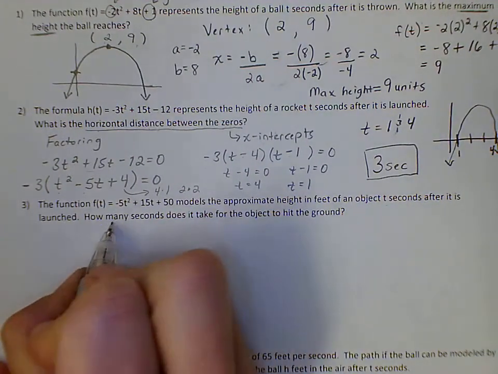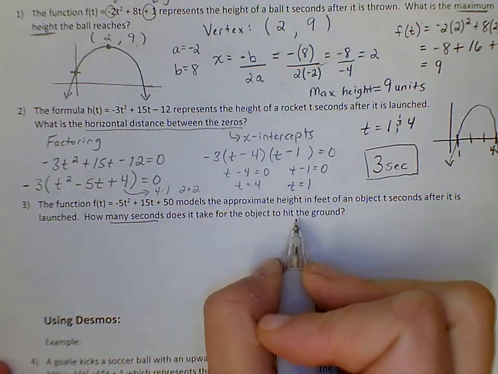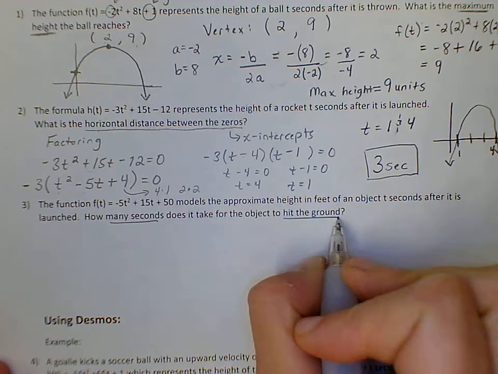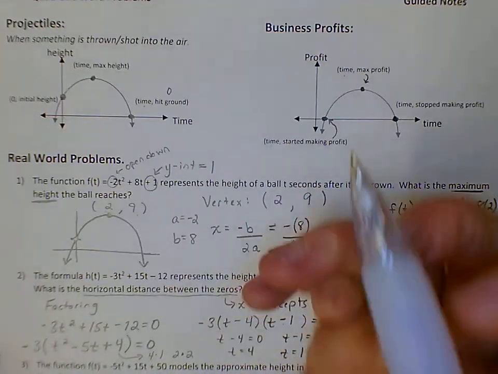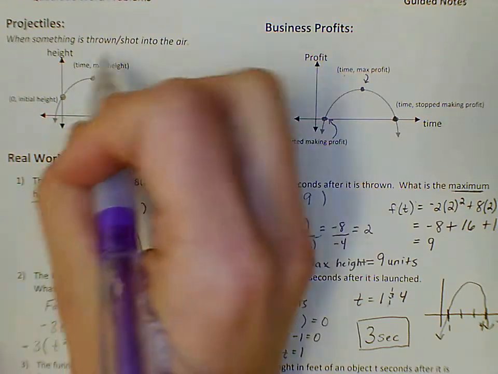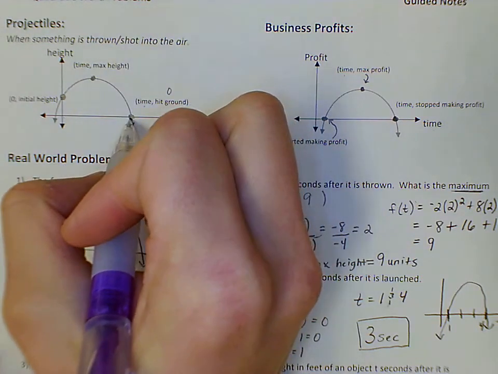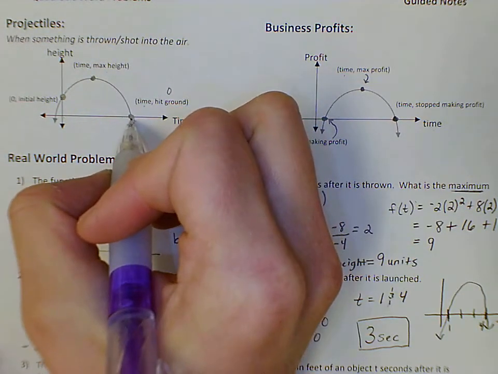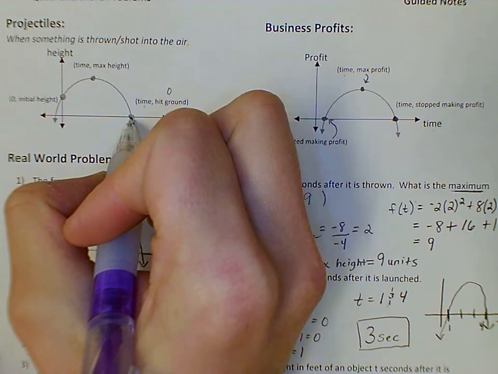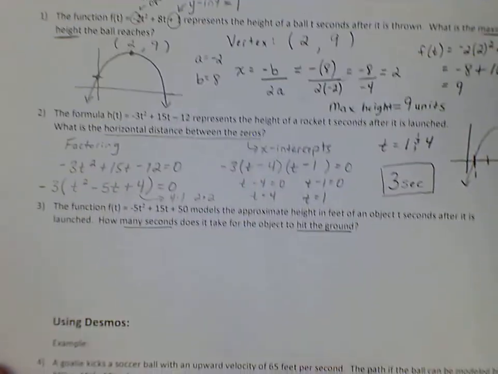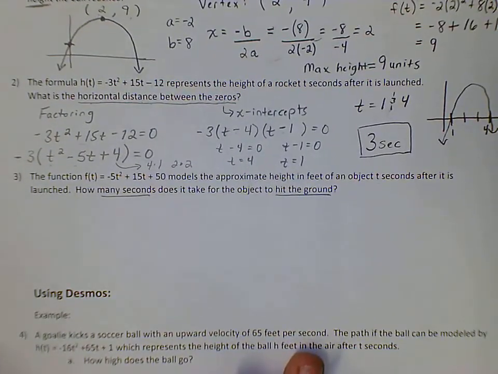And it's saying in this problem, how many seconds does it take for the object to hit the ground? So we're looking essentially from when it leaves, when does it go back to the ground? Okay, so we're looking for this point right here, which is an x-intercept. So that technically means we're finding the x-intercepts.